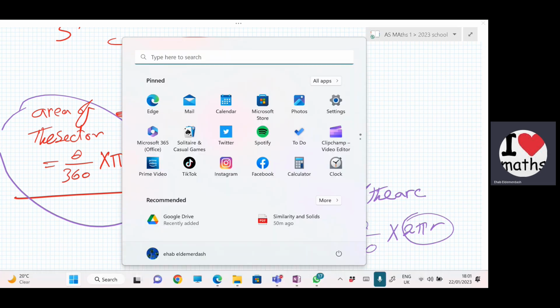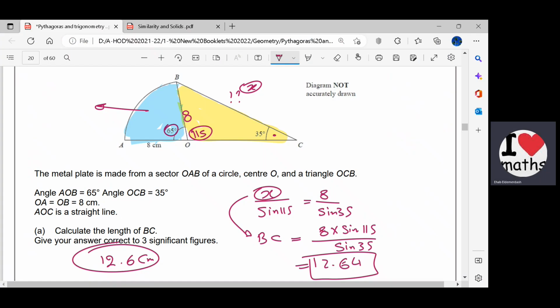Now, let's return to the question. I need to identify the area of this sector. Who can tell me? I find that the angle is 65. Bravo.